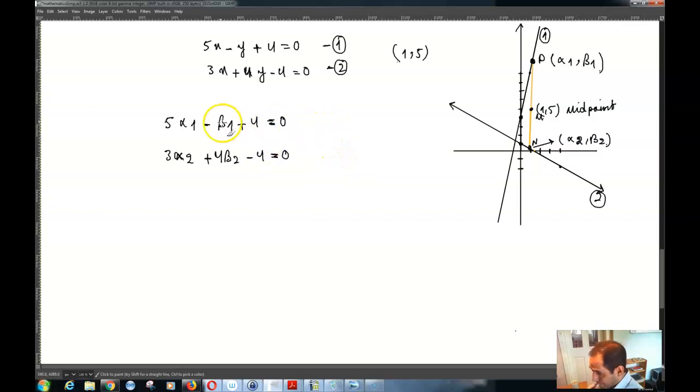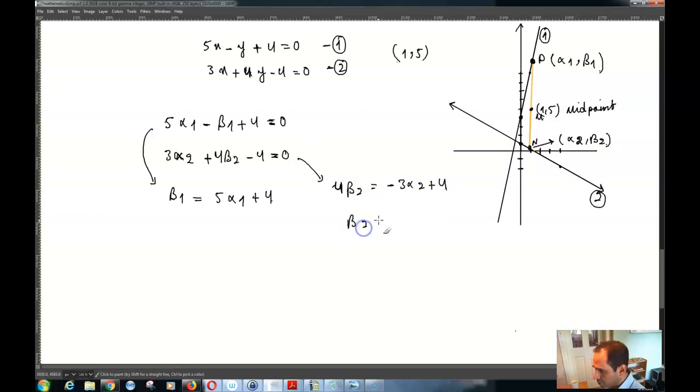Based on this, you can say that beta 1 is equal to, take this to the other side, 5 times alpha 1 plus 4. And beta 2, based on this, you can say that 4 times beta 2 is equal to negative 3 alpha 2 plus 4. And so beta 2 is equal to negative 3 fourths alpha 2, 4 divided by 4 is equal to 1.